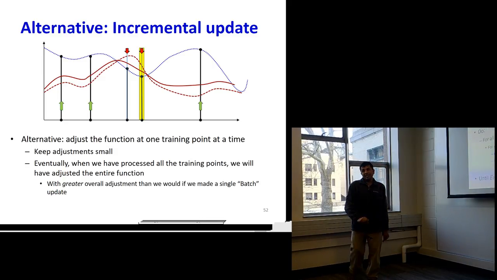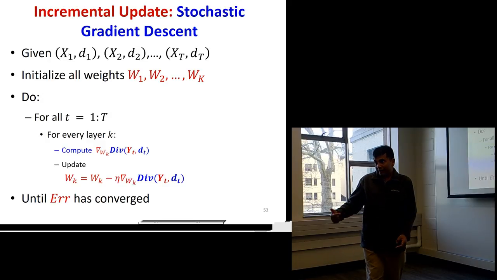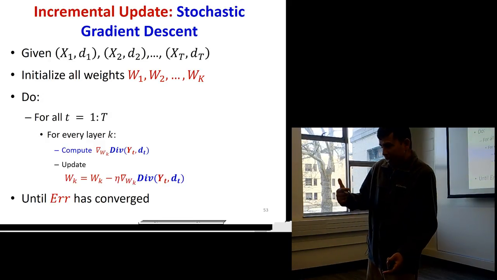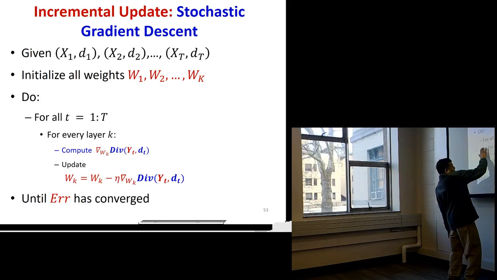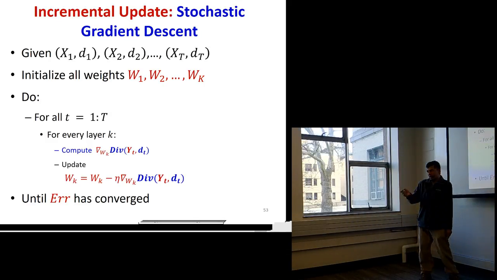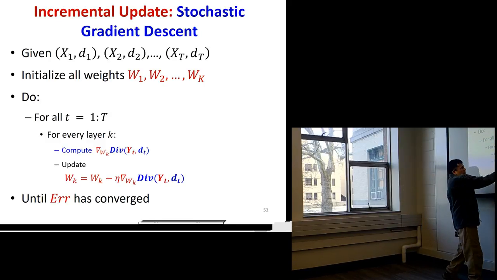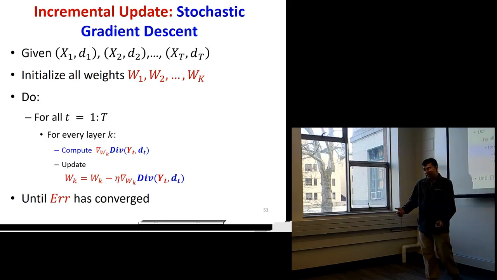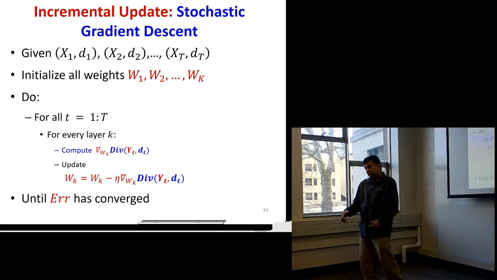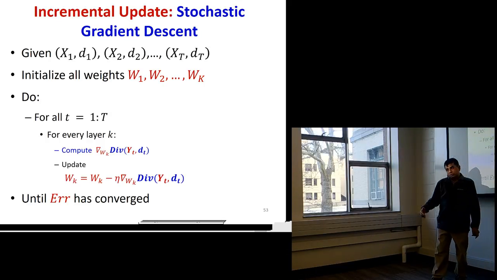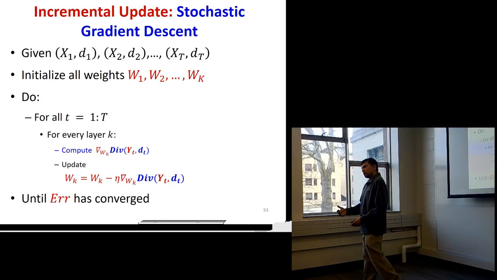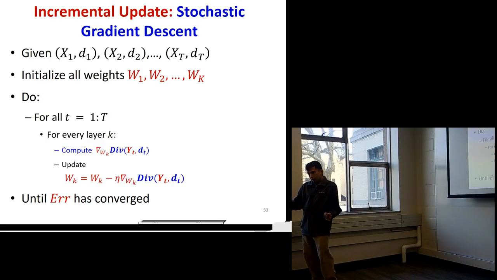So if I were writing code for updating my parameters after every single input, here's what the code is going to look like. I'd go over all of my training instances. For each training instance, I'm going to compute the derivative of the divergence for that training instance with respect to all the parameters in the network. And then I'm just going to go ahead and apply the gradient descent rule and adjust all the parameters in my network after each single training instance.